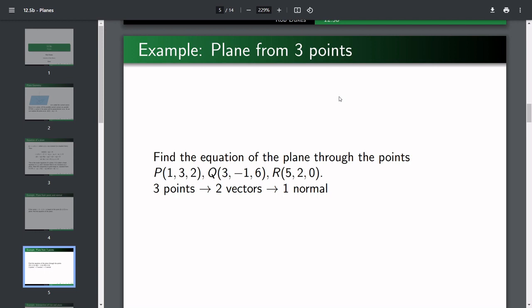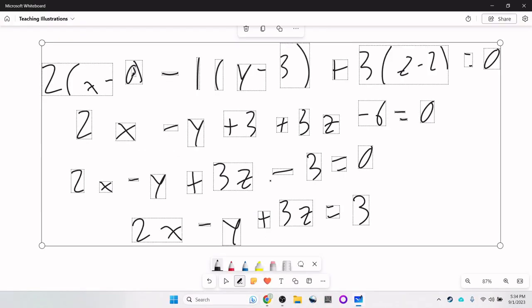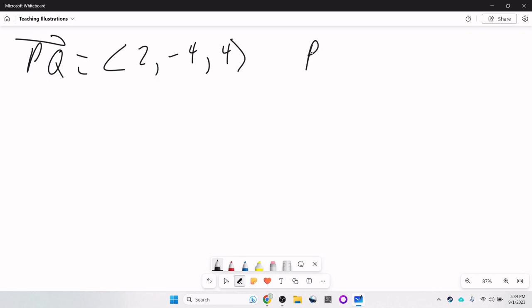So that means these 3 points, we want to work out vectors between them. So P is 1, 3, 2, Q is, you see it. Well, then we get PQ is 2, negative 4, 4. And PR is 4, negative 1, negative 2. And there's also QR is a third vector. Plus, you could reverse the order of any of these. But you only need 2 of them.